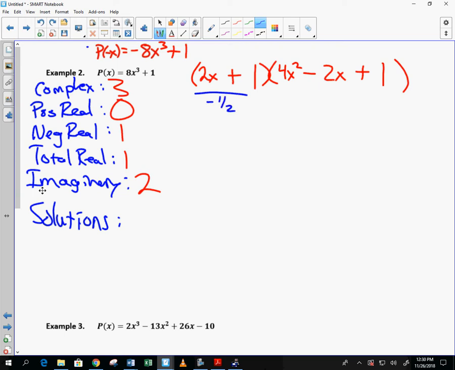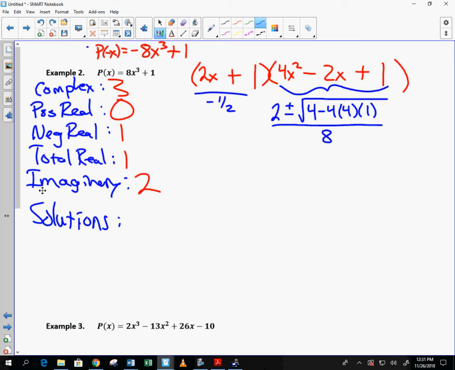Yeah, look at that, folks. 0 positive real, 1 negative real. There it is. This does not factor. If it doesn't factor, what do I use? So the Q rhymes with quadratic. Quadratic formula. Negative b plus or minus the square root of b squared minus 4 times a times c, all over 2a.